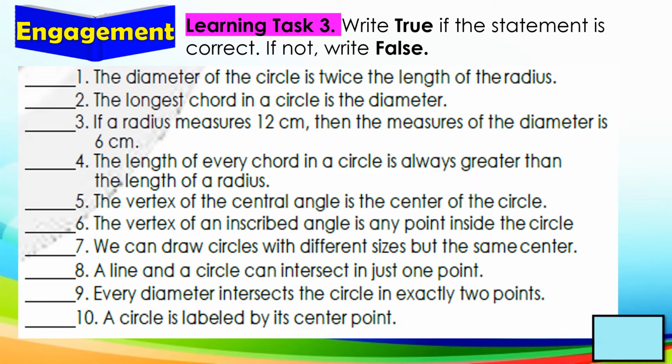Number 5, the vertex of the central angle is the center of the circle. And number 6, the vertex of an inscribed angle is any point inside the circle. Number 7, we can draw circles with different sizes but the same center. Number 8, a line and a circle can intersect in just one point. Number 9, every diameter intersects the circle in exactly 2 points. And number 10, a circle is labeled by its center point.